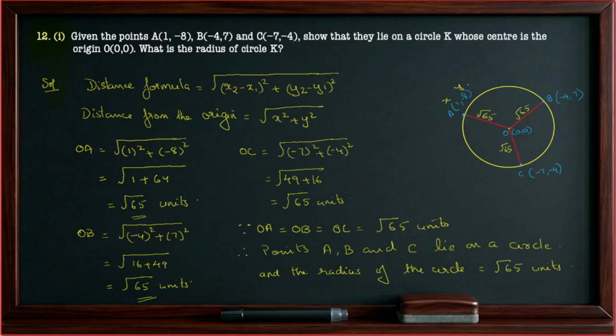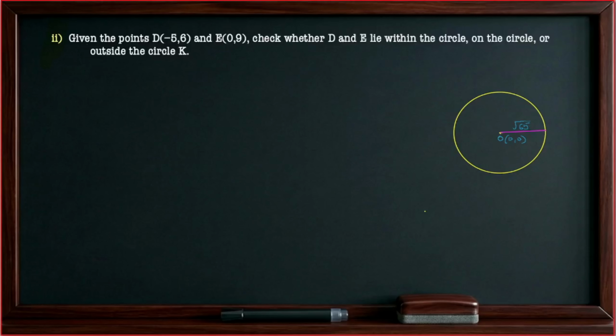Now let us do the second part. Second part of the 12th question. Given the points D (minus 5, 6) and E (0, 9), check whether D and E lie within the circle, on the circle or outside the circle. So we have to find whether the points D and E lie inside the circle or on the circle or outside the circle. So this is what we have to find.